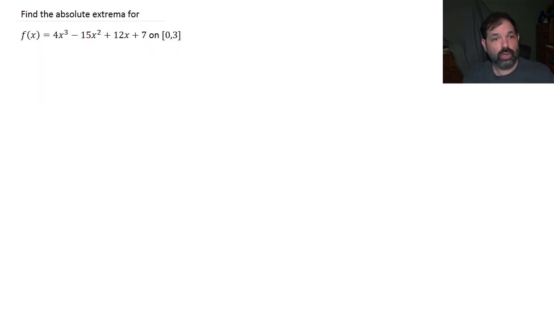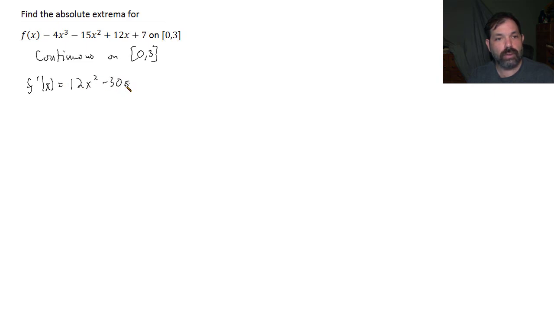All right, so here's another function that's a polynomial over a given interval. This would be a good time to pause. Try this one out on your own. So again, we have a polynomial function. It was definitely continuous on the given interval 0 to 3. Let's calculate the derivative. The derivative would be 12x squared minus 30x plus 12. And let's set that equal to 0.